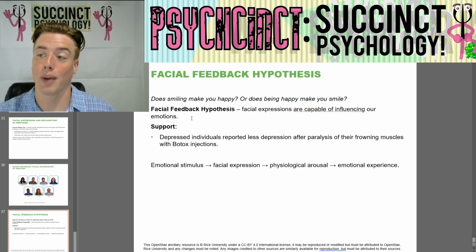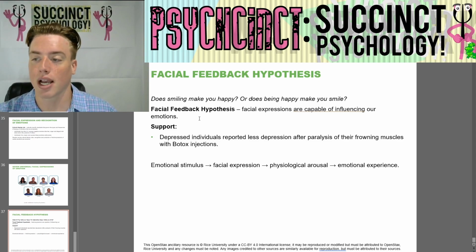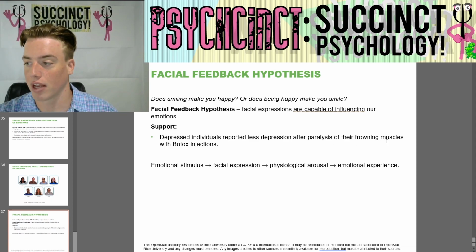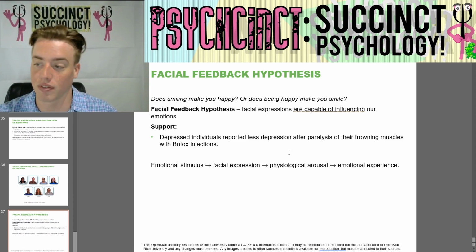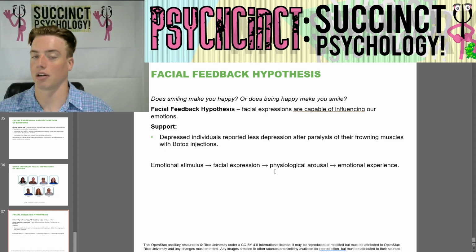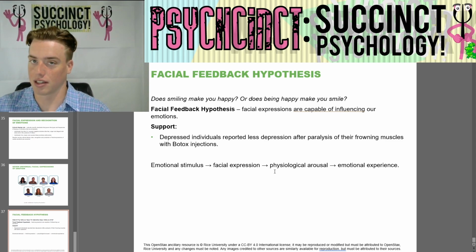Then we have the facial feedback hypothesis. So, does smiling make you happy, or does being happy make you smile? The facial feedback hypothesis states that facial expressions are capable of influencing our emotions. Depressed individuals reported less depression after paralysis of their frowning muscles with Botox injections. So you have emotional stimulus, which leads to your facial expression. That leads to your physiological arousal, and that leads to your emotional experience. Again, physiological arousal would be something like heart rate increase, sweat, which then leads to your emotional experience.